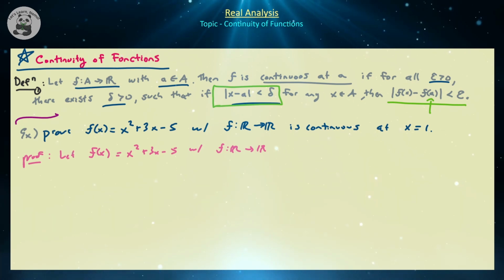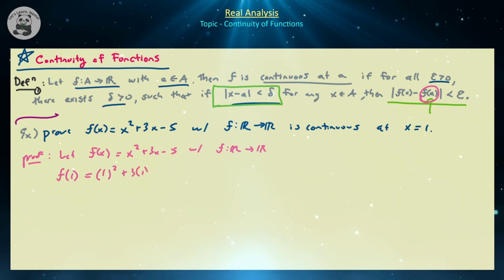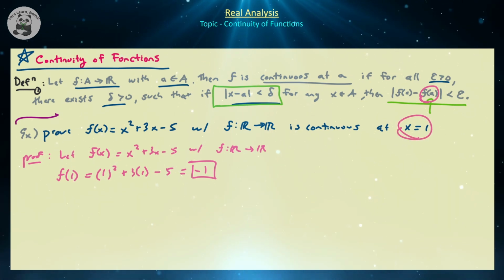And let's actually find f of 1, because we need to figure out how close we need f of x to get, or what number we need f of x to arbitrarily get close to. So f of 1 is going to be equal to 1 squared plus 3 times 1 minus 5. So we're going to have 1 plus 3 is 4 minus 5, so that's going to be equal to minus 1. So we want f of x and minus 1 to be arbitrarily close to each other, as x and 1 get arbitrarily close, in particular with respect to delta.